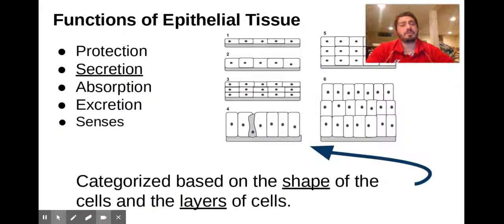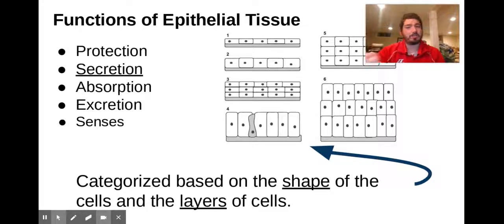Okay, so some functions of epithelial tissue. They are there to protect your body. Obviously, our skin is epithelial tissue, so it's completely covering your body, completely keeping things from coming in, protecting you from infection, as well as physical harm, right? I can punch my skin and it doesn't rip open. Secretion, it helps secrete or get rid of things, like your sweat can secrete through your skin, okay? Some hormones. Absorption, your skin absorbs certain things.